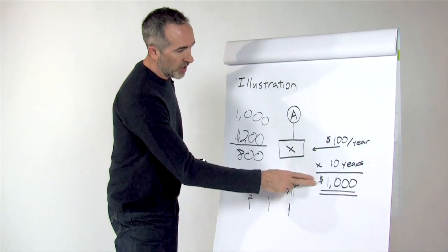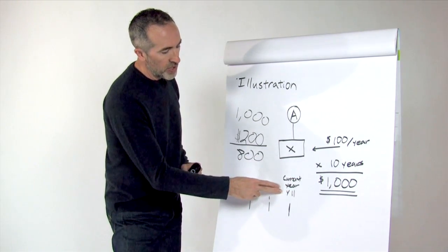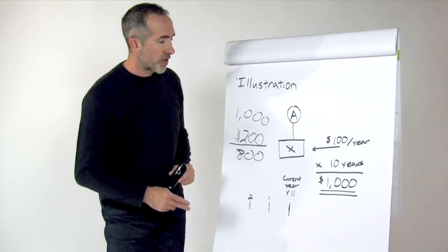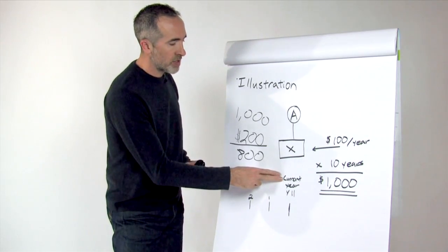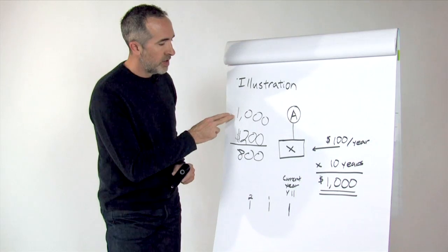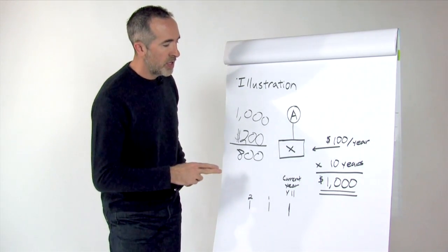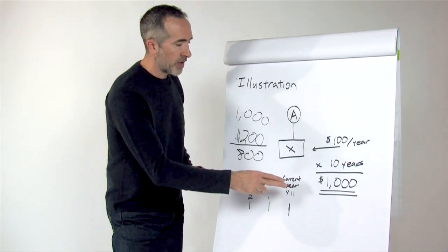This $1,000 would then, assume in this example, be spent in year 11. If there's no other revenue, X corporation would generate a net operating loss of $1,000 in this example. This $1,000 net operating loss would be subject to a carryback period and a carry forward period.